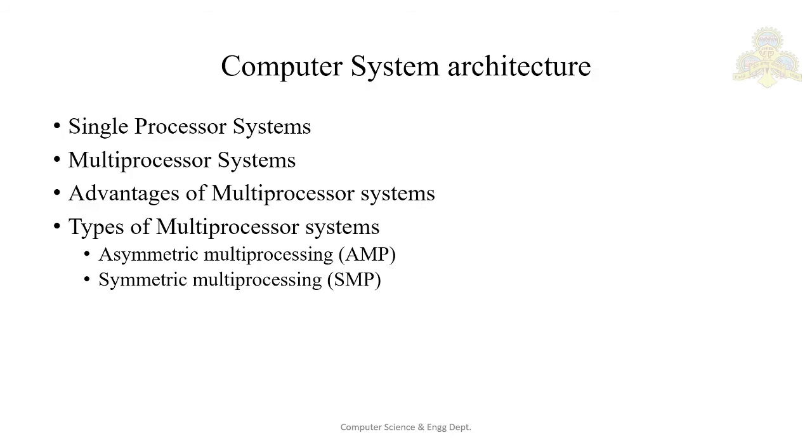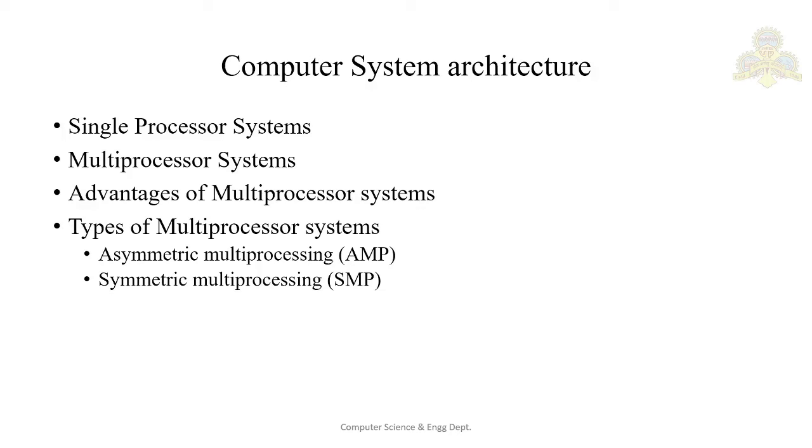Next, we will study computer system architecture. Today's modern computer system consists of one or more CPUs and a number of device controllers connected through a common bus that provides access to the shared memory. Each device controller is in charge of a specific type of device, for example disk drives, audio devices, video displays, etc. The CPU and the device controllers can execute concurrently, so they are competing for memory cycles. To ensure orderly access to the shared memory, a memory controller is provided whose function is to synchronize access to the memory.